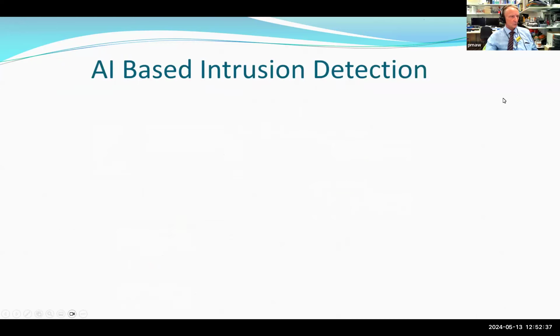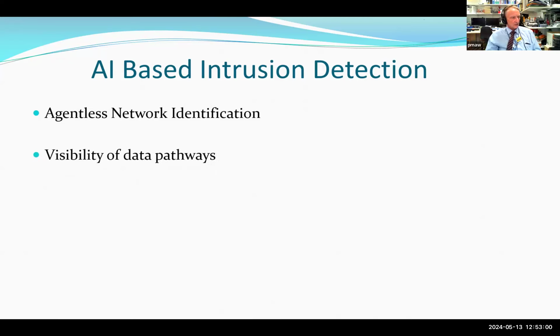So what do they do? They allow agentless network identification. What they do is they tap into your core network switches and look at the packet traffic that's going around your network, so that from inspecting the packet traffic, they can determine what devices are on your network, what it's doing, where it's going. So using these kinds of devices, you can get visibility of data pathways, which is very useful.